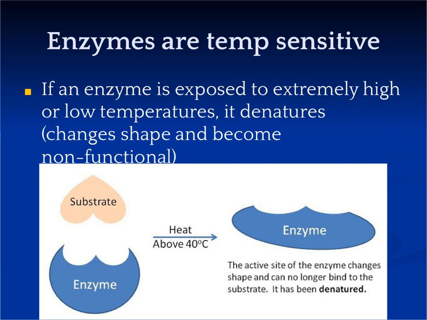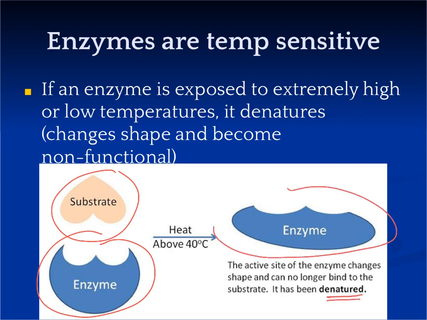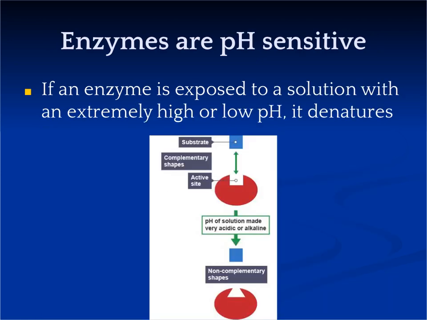When something denatures, the enzyme actually does change shape. So if the substrate normally looks like this, and the enzyme looks like this, at the right temperature, the two shapes fit together. The substrate doesn't change shape, but if the enzyme gets too hot and has been denatured, then the enzyme can change shape, and the active site, which is here, no longer can fit the substrate. And again, we see that with pH as well. If the enzyme active site changes shape, it's no longer complementary to the substrate.